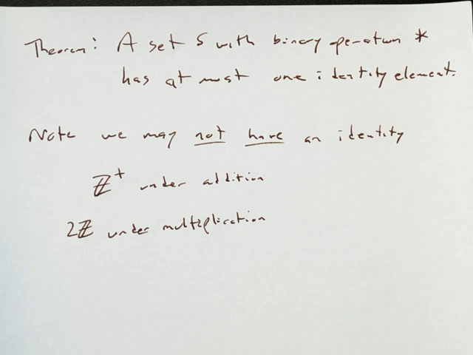Identities are nice. It would be nice if we had one. Again, this is an idea. I would like to make sure that I define an operation and somehow have in there at least the idea of an identity. Something that behaves well within my set.